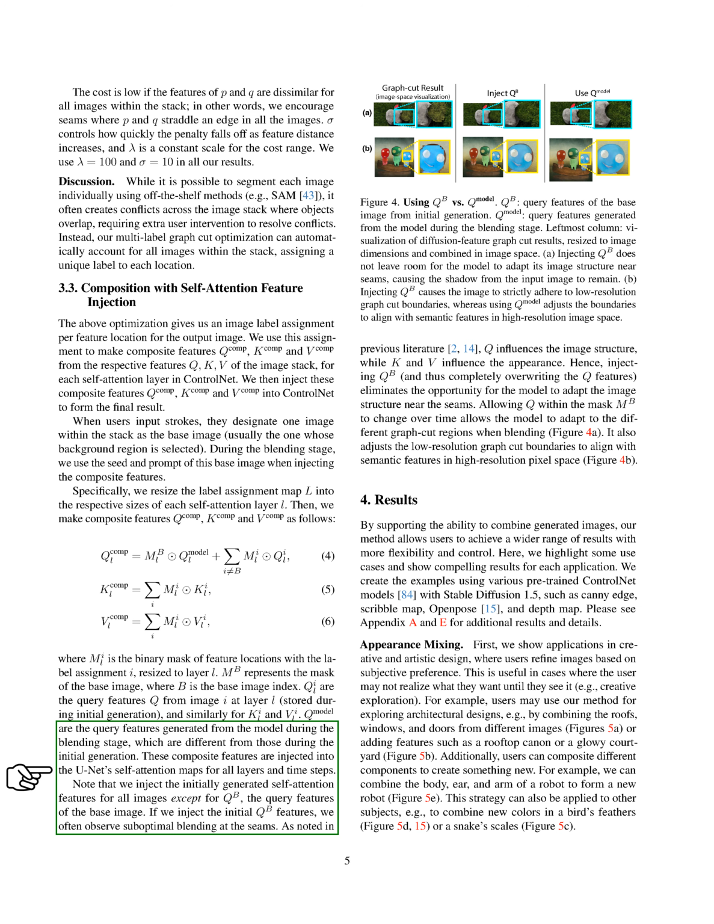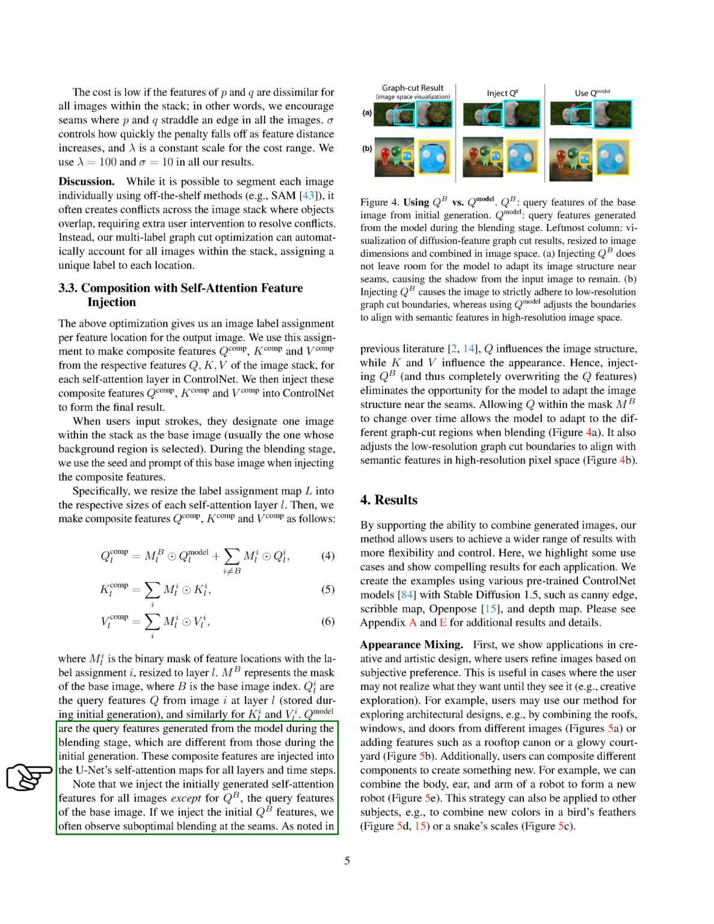When users provide strokes, they select one image from the stack as the base image, typically the one with the chosen background. During the blending process, we utilize the seed and prompt from this base image. We resize the label assignment map to match the sizes of each self-attention layer. The composite features are formed using binary masks that indicate feature locations based on the label assignments.